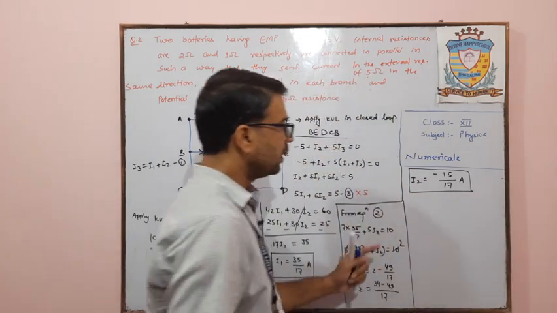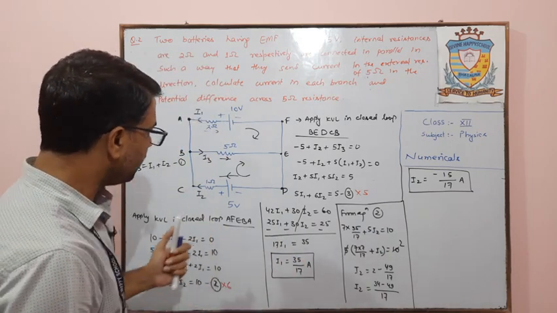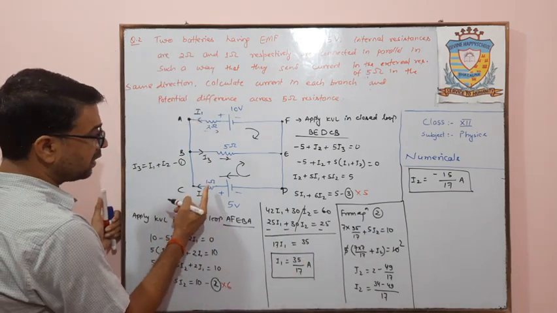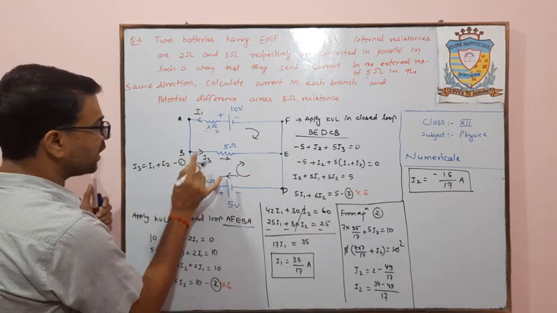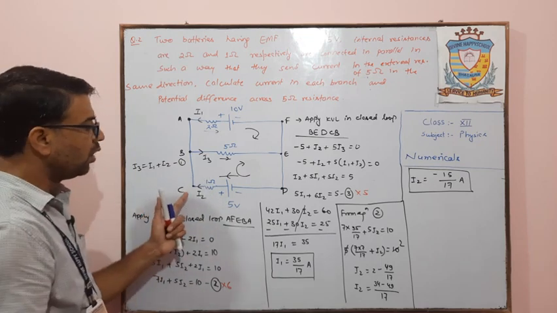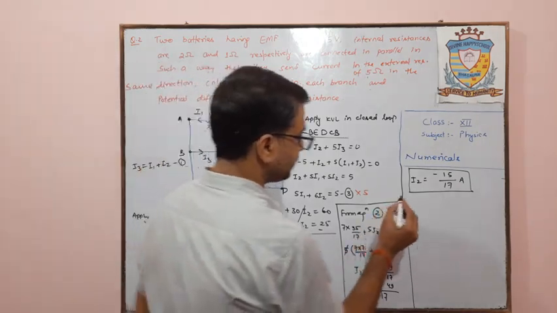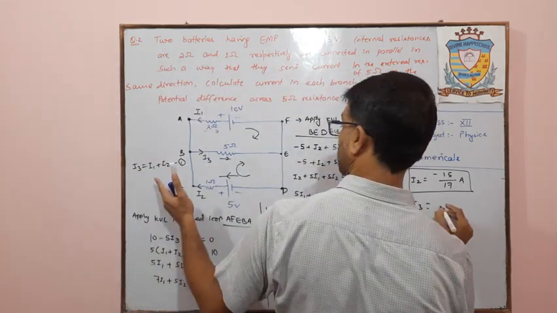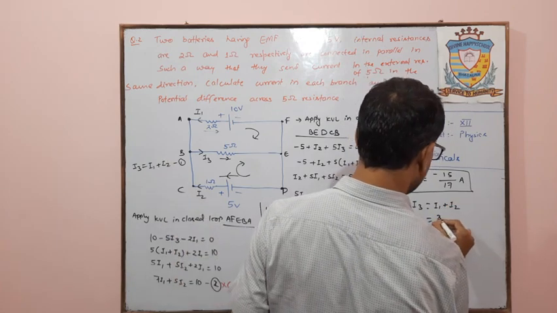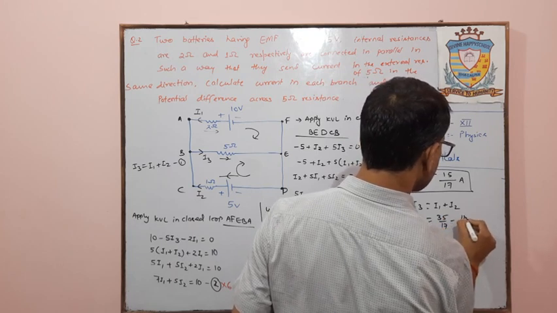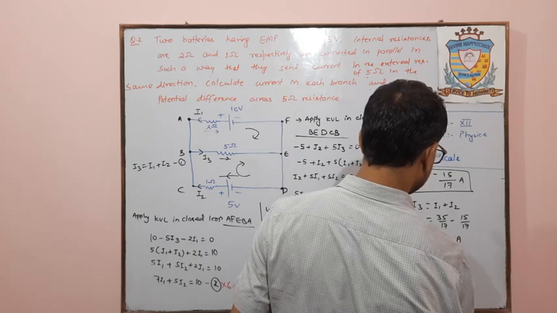Here this negative sign shows the direction of current. If we took this as the direction of current in this network, the negative sign shows the opposite direction, meaning the actual direction of current will be opposite to the considered direction. Clear? Next, I3 is equal to I1 plus I2, or 35 by 17 minus 15 by 17, that is 20 by 17 ampere.